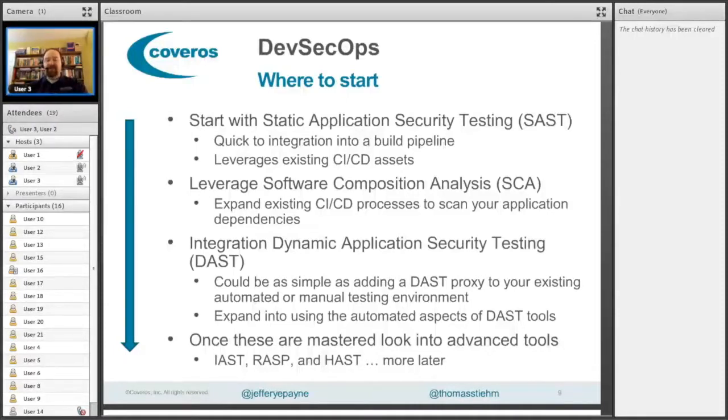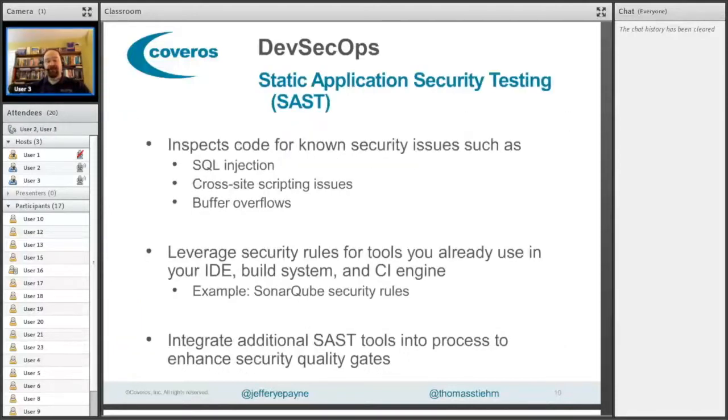Once we've kind of mastered those and we have them in place and we think we're getting value, we'll look at some more advanced things like interactive application security testing, real-time application security protection, or hybrid application security testing. We'll talk about those more later in the presentation.